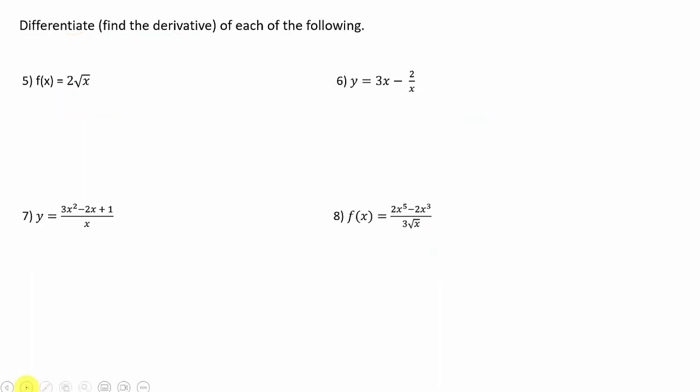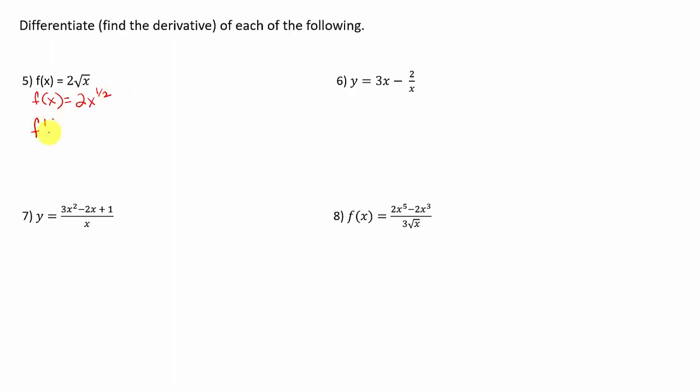All right, we're going to look at a few more examples that get a little bit more complicated using things that you already know. So here on number 5, I see that f of x is equal to 2 times the square root of x. Well, we need to rewrite that, and you guys know how to do that. So the first thing I'm going to do is rewrite this as 2x to the 1/2. So I want to rewrite my radicals as fractional powers. And now I'm going to take the derivative.